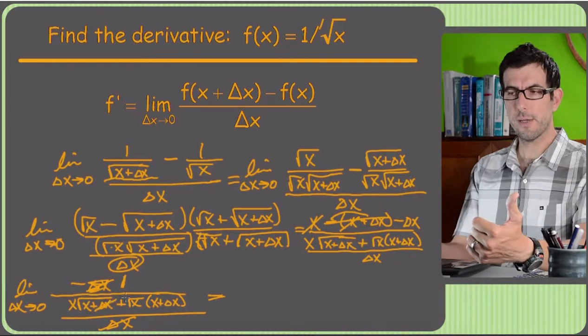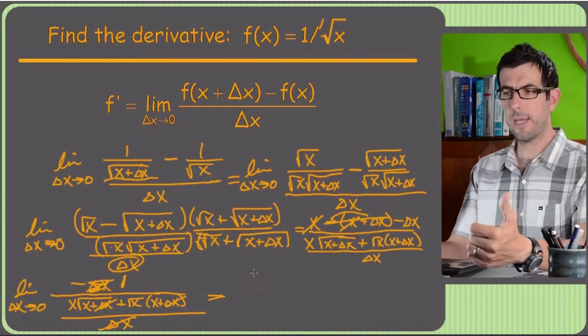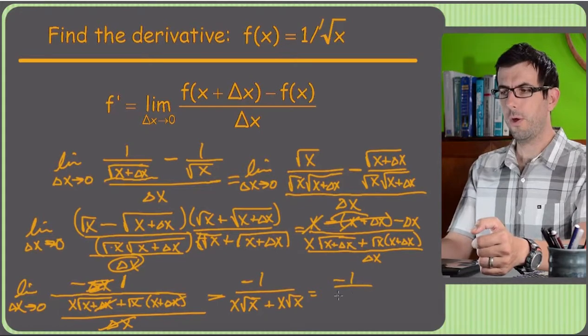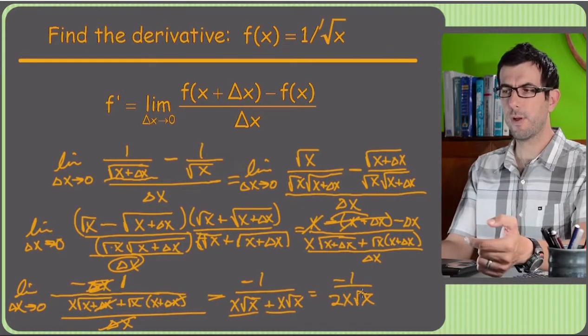So plug in 0 for this, it goes bye-bye. Plug in 0 right here, it goes bye-bye. So now I've got negative 1 upstairs. Plugging in 0 for delta x's, I get negative 1 over x root x plus x root x, which equals negative 1 over 2x root x, because these are the same, so just combine them and put a 2 in front.